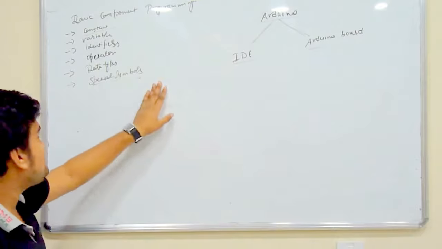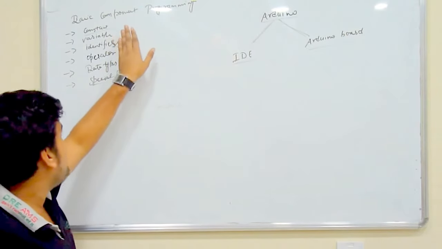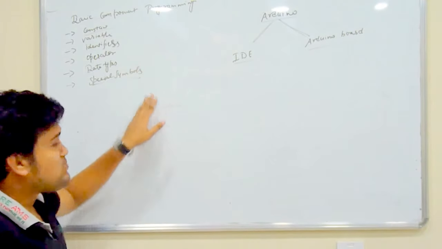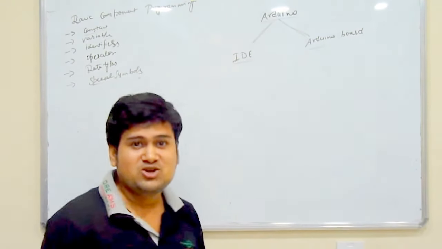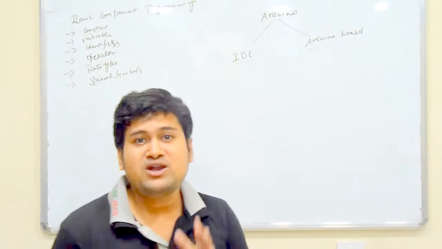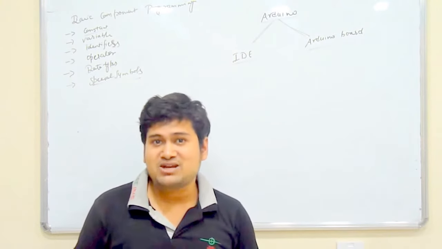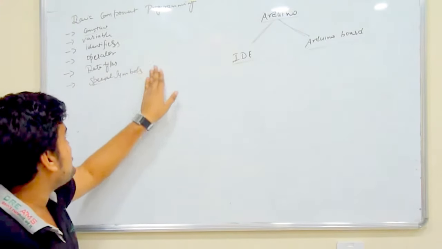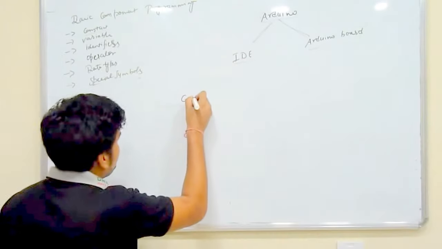So before starting any programming language, we have to study some basic concepts of programming language, and these basic concepts are constant, variable, identifiers, operator, data type, and special symbol. These are the basic terminology of any programming language. If you are interested in learning any programming language, very first you will have to know this terminology. So very first we are going to study what a constant is.